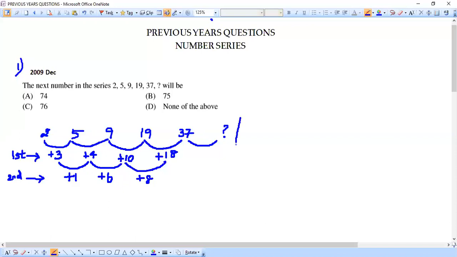So let me do a thing. I will quickly re-enter the same numbers: 2, 5, then 9, then 19. Don't think that I'm consuming much time. Since I'm writing with my pen tablet, it is taking much time for me. Anyways, I've repeated the same numbers just to do a fresh calculation. I've again entered the numbers here.